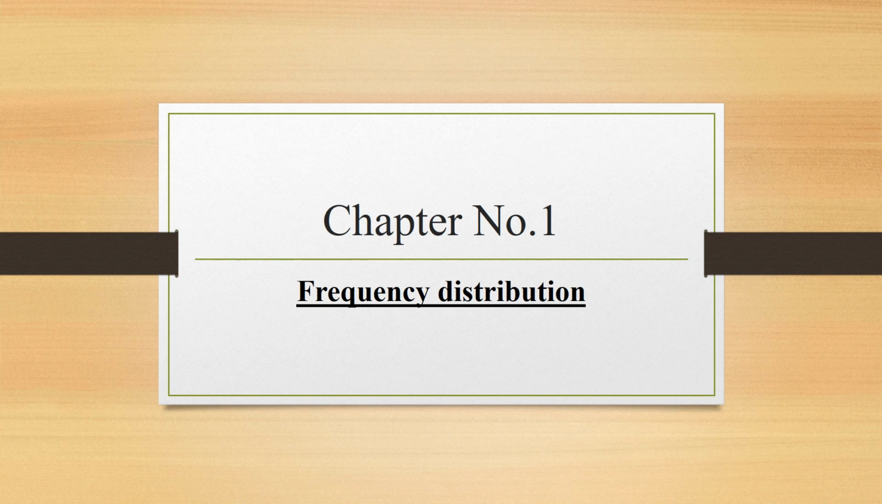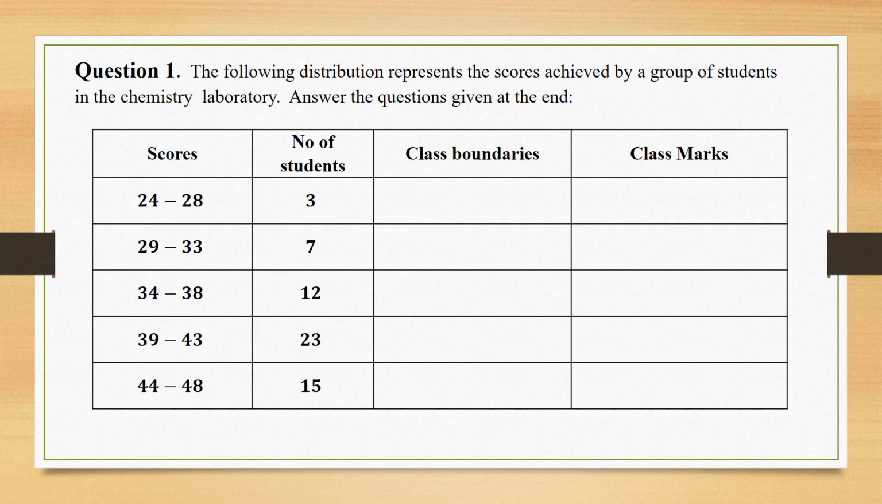So today we are going to start frequency distribution, how to complete a frequency distribution table. Okay, so let's have a look, my dear student, at the first question. The following distribution represents the scores achieved by a group of students in the chemistry laboratory. Answer the questions given at the end. When we finish completing this frequency distribution table, right after this we have some questions and then we will be able to complete the answers.